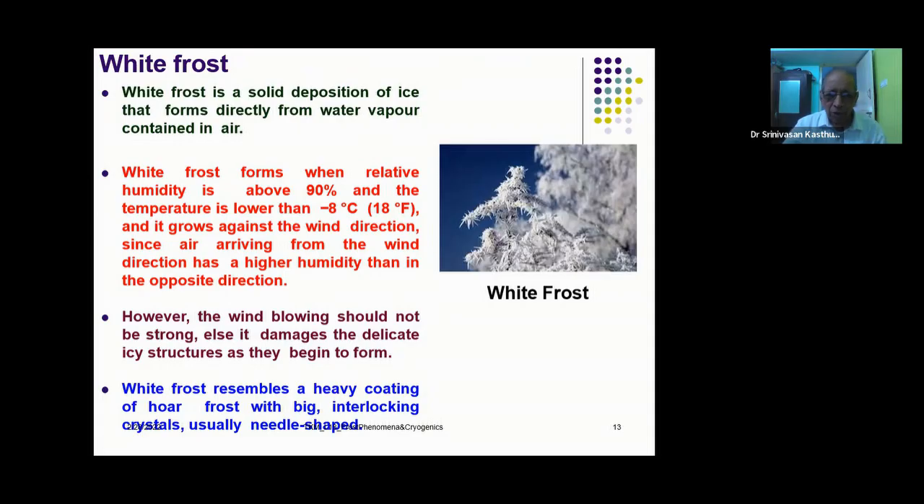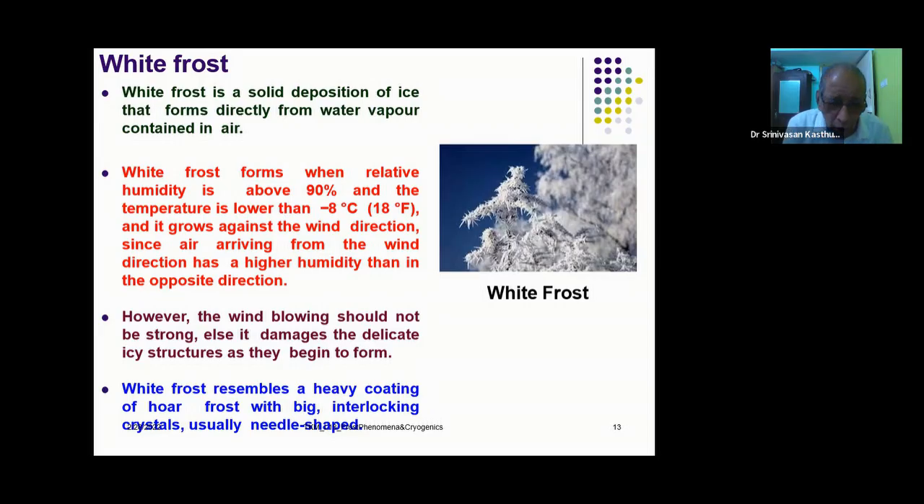Okay, you can see here white frost, that is continuously forming. White frost forms when relative humidity is very high, as high as 90%, and the temperature is pretty low, -8 degrees or lower. It grows against the wind direction. Wind is flowing in this direction, and the frost starts growing in the opposite direction, against the wind direction, since the air arriving from the wind direction has a higher humidity than in the opposite direction.